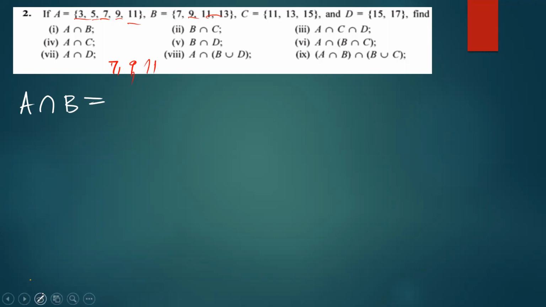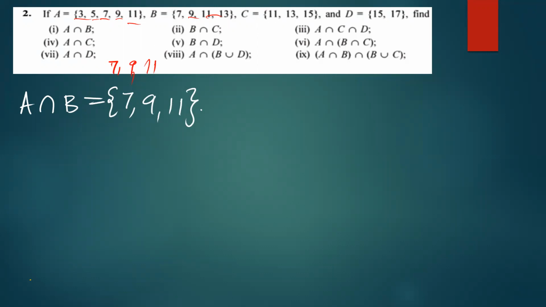So the next thing is just to write the set there. We have 7, 9, and 11. These are the numbers that are common. So this is the solution. From there, we can also find more. I think these sets are simple, so let me quickly move on.